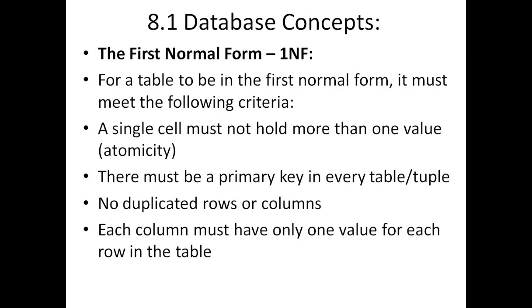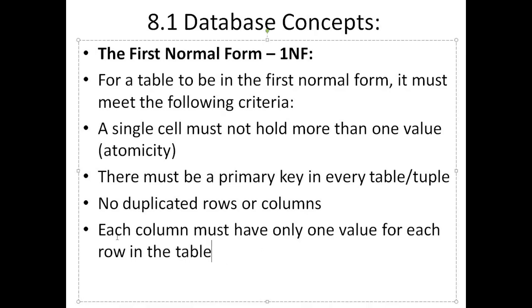For a table to be in the first normal form, it must meet the following criteria. A single cell must not hold more than one value. This is known as the atomicity of the cell. You can also write this as all the fields should be atomic. That also means the same thing. There must be a primary key in every table. No duplicated rows or columns are allowed. Each column must have only one value for each row in the table. This is another way of writing this point.